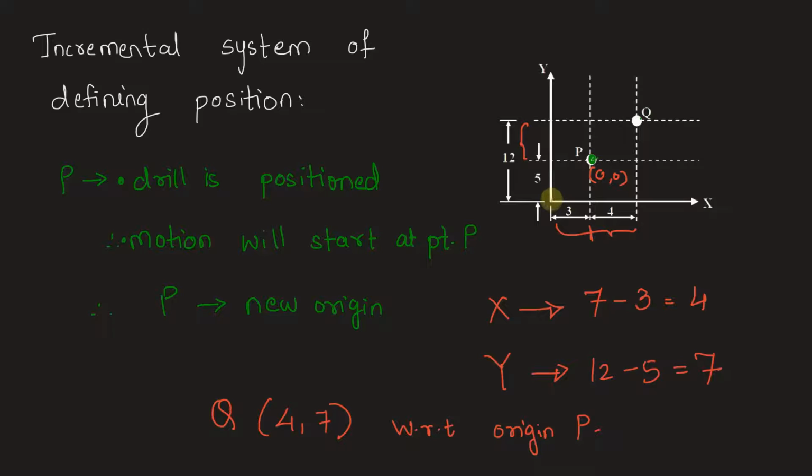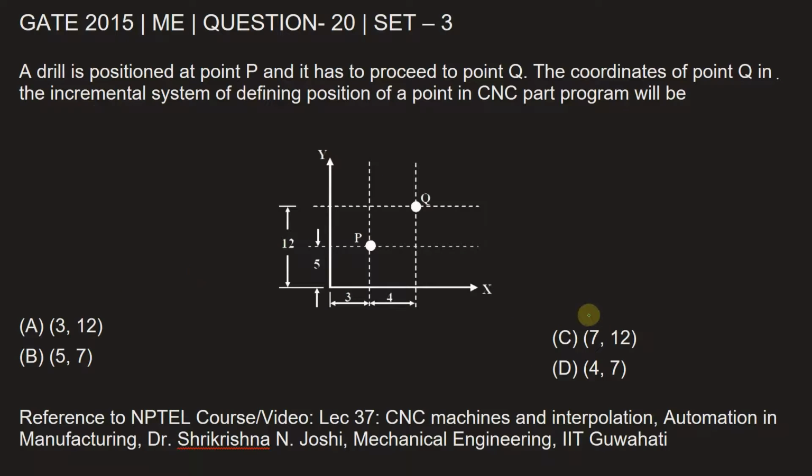This is not with respect to the given origin at 0, 0, but this is with respect to P, where the origin is being shifted because we are using the incremental system of defining the positions. Let's go back and fill in the answer. We are given options, so option D is the correct one, 4, 7.